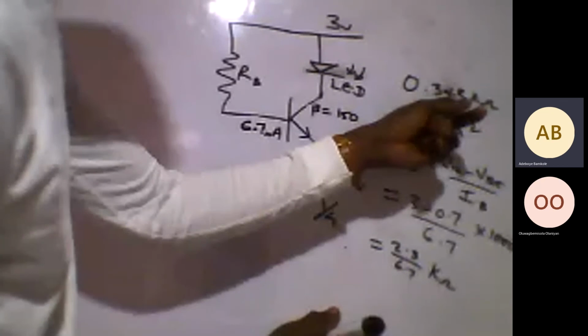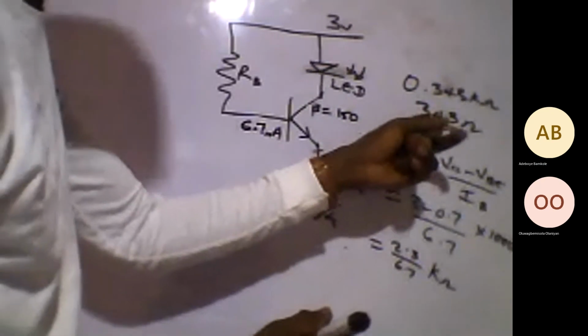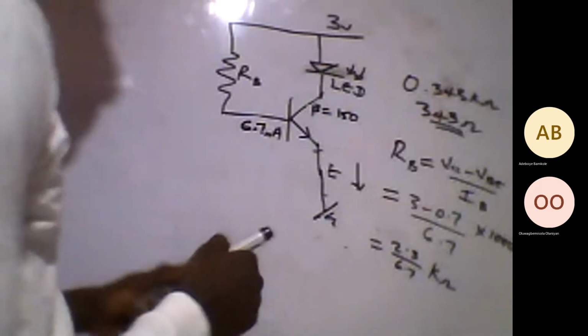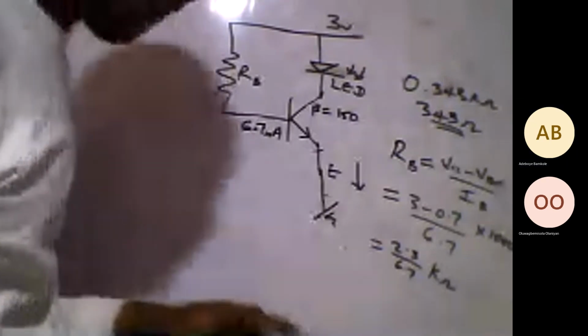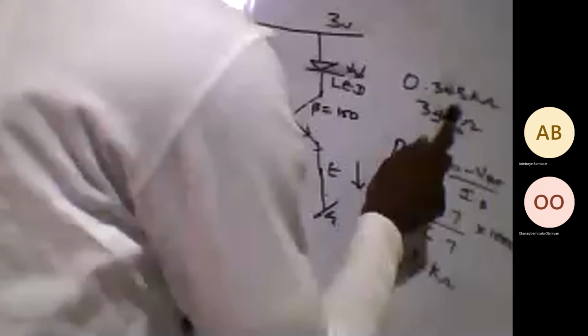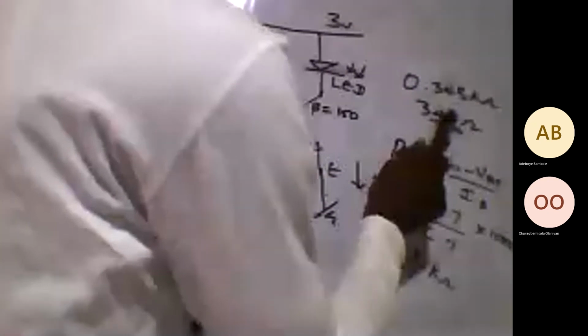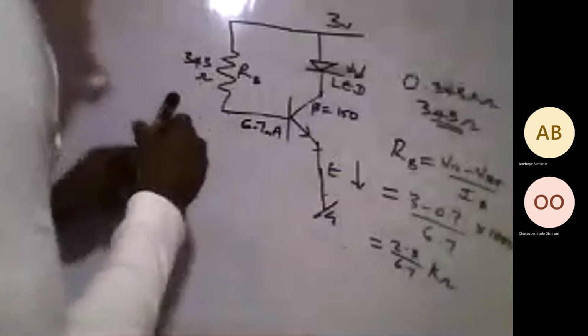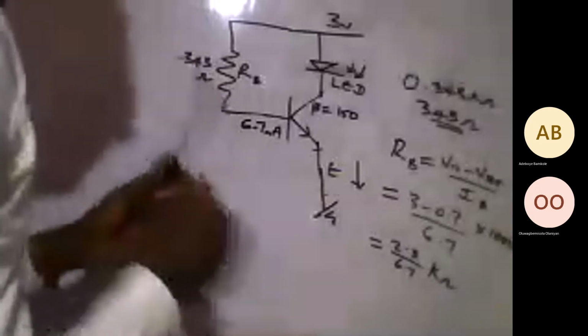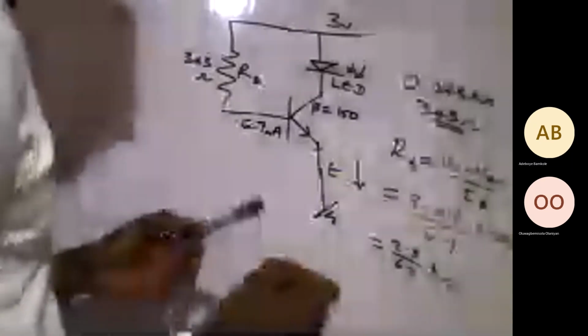So that means your RB is what? 343 ohms. So that means you have to go to the market and buy the resistor. Are we together? Yes, sir.